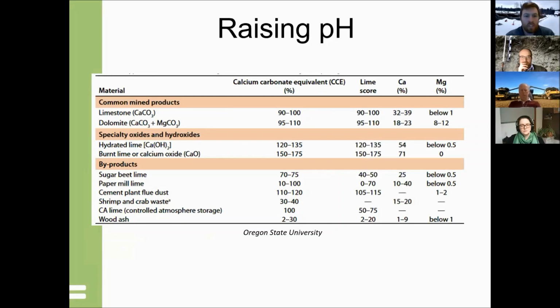And there are definitely other things you can use to lime your soil. Of course, I talked about limestone and dolomite. There is hydrated lime, and there's also burnt lime, which is also called calcium oxide. And then there are a fair amount of byproducts out there that you can use to raise pH. So sugar beet lime, of course, there's not a ton of sugar beets grown here in British Columbia. Paper mill lime, sometimes cement dust, and then different wastes, like shrimp and crab waste.